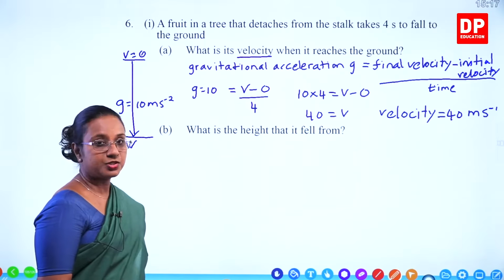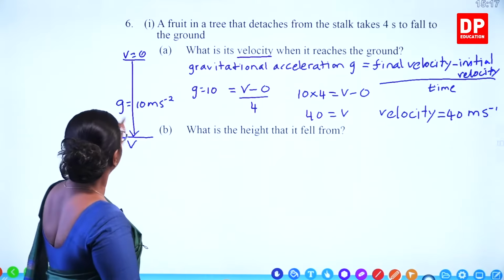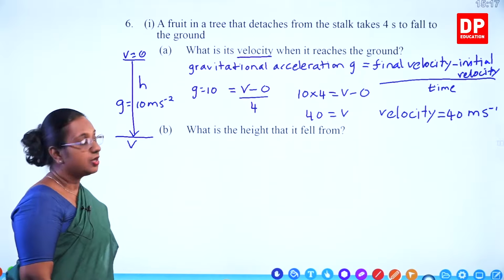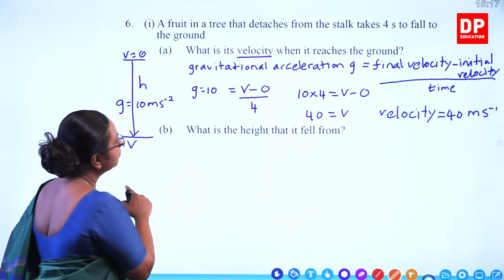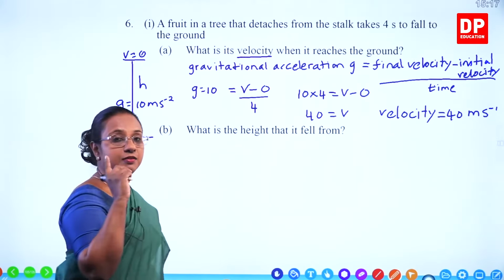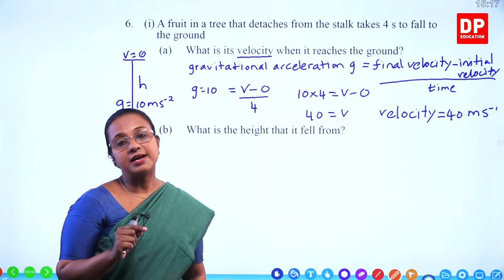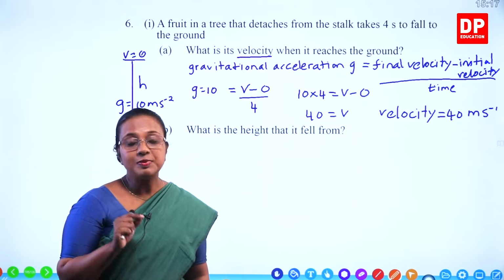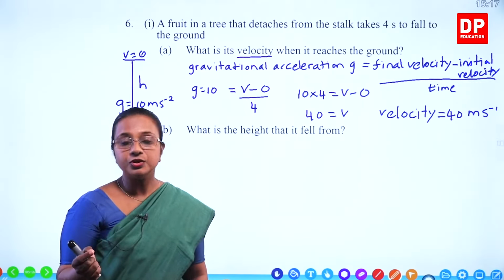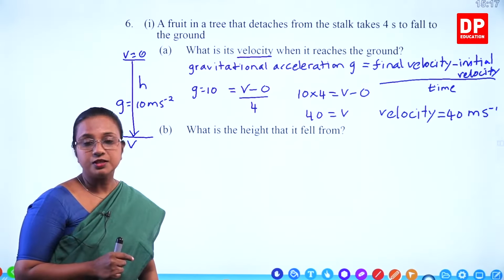Then the second question, what is the height that it fell from? They want you to calculate this height h. So, here again we have to relate it to the two velocities. If you remember, students, when an object moves with uniform acceleration, the displacement is equal to mean velocity into time. So, here the height is the displacement of the fruit.